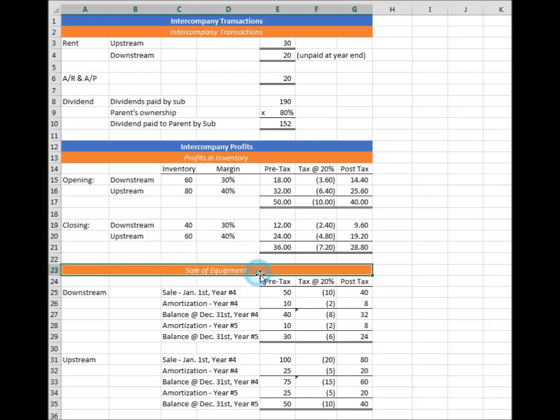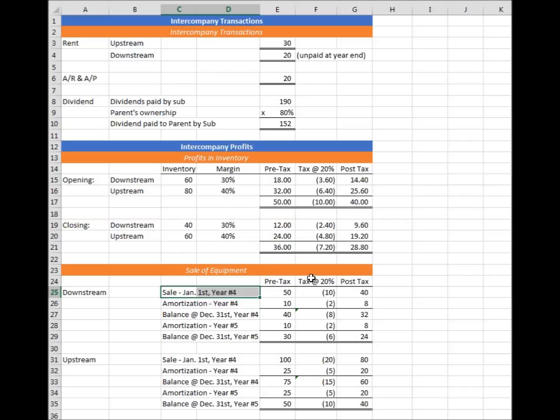Now moving on to the sale of equipment. So the reason why this question was nice is that we see both downstream and upstream sales of equipment. So we will get to deal with that when we're doing our consolidated net income and retained earnings calculations. So over here, the downstream sale, so the parent sold to the sub on January 1st, year 4.